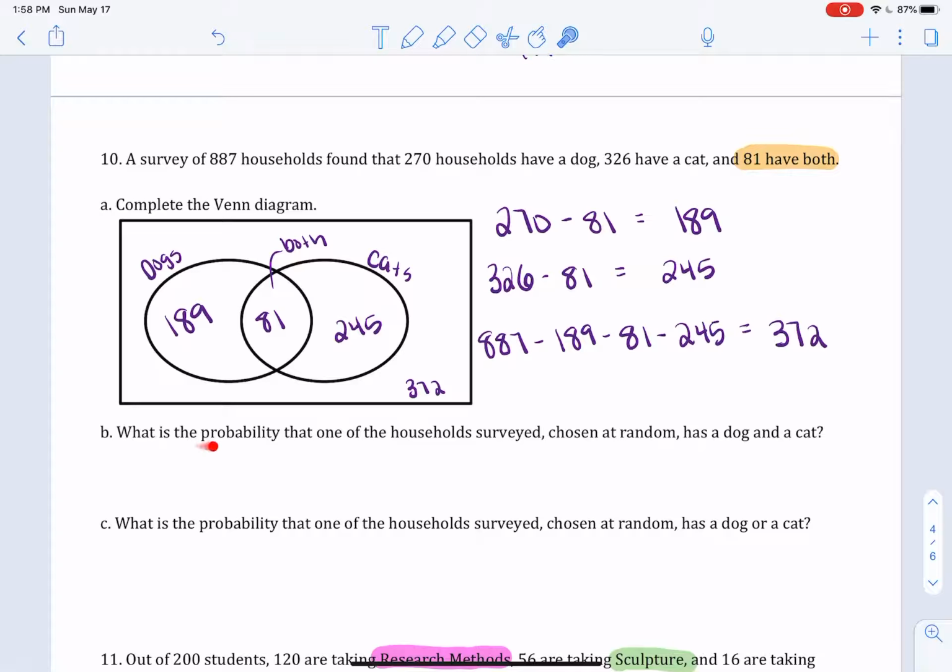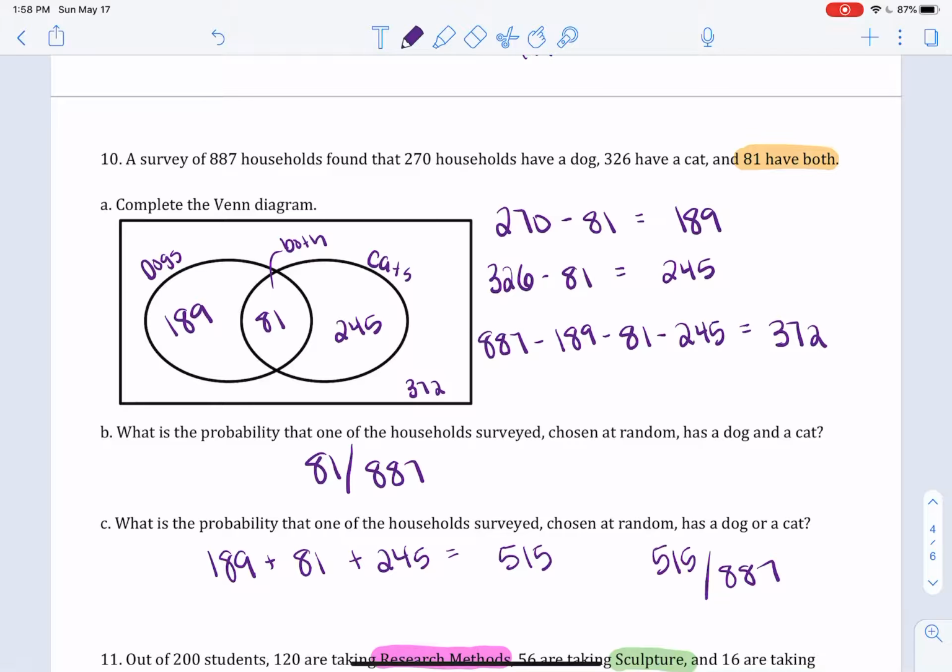All right, so what's the probability that one of the households surveyed, chosen at random, has a dog and a cat? Okay, well that's the people that have both, a dog and a cat, so that's 81 out of the total 887. What is the probability that one of the households surveyed, chosen at random, has a dog or a cat? Okay, well they could have a dog or a cat, or they could have both. So that would be 189 plus 81 plus 245, and that would be 515 people. So 515 out of 887 would be the probability that chosen at random one of the households has a dog or a cat.